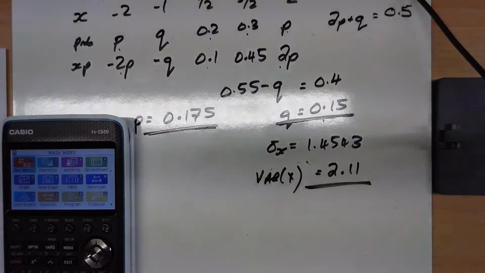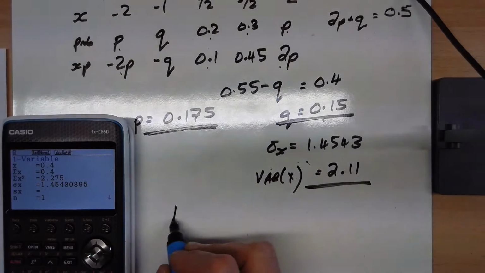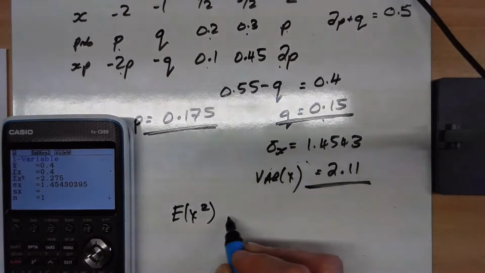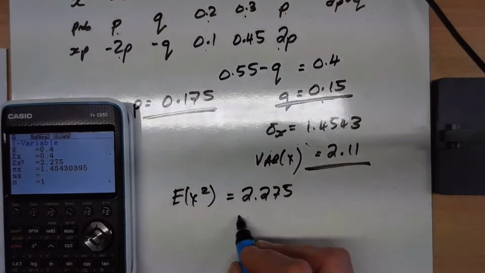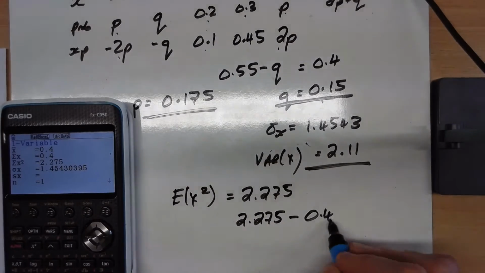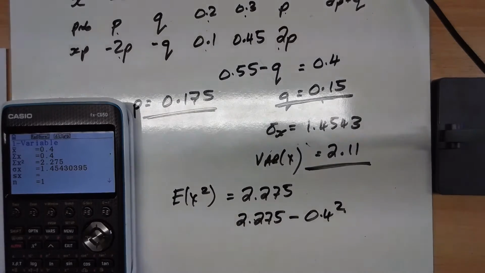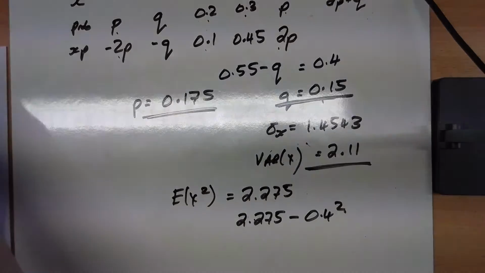If we go in here and we don't want to rely on just that, then of course we could just take our expected value of x squared value, which says here is 2.275, and then we can do the usual thing: 2.275 minus the 0.4 squared, and we can get this that way. So 2.275 take away 0.4 squared, and this time we get it a bit more accurately, 2.115, but similar to what we had before. I'll pause there.